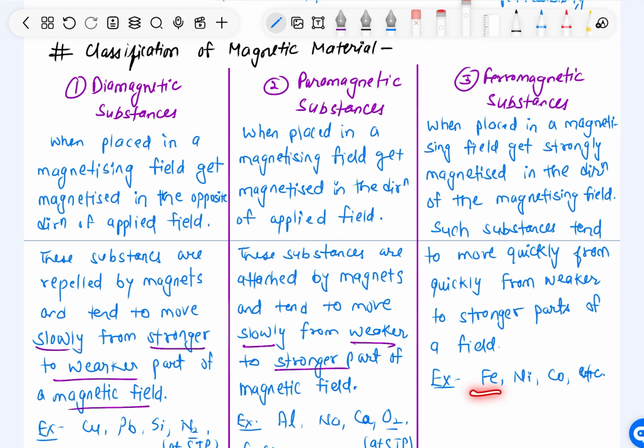Examples are iron, nickel, cobalt. Fe को हम फेरस भी बोलते हैं. That's why it is called the ferromagnetic substance. आयरन की वजह से ये मैग्नेट की जो सबसे बड़ी प्रॉपर्टी है, हम बोलते हैं कि जो आयरन से बने मटेरियल्स हैं that are attracted by the magnet. So it is called the ferromagnetic material because they are strongly magnetized.